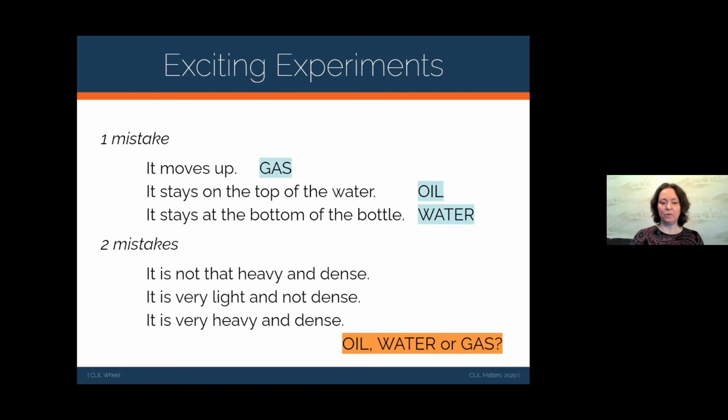So I'm going to start with, it is very light and not dense. It's gas, it's very light, so it moves up. And I'm also giving this notion that it is not dense. Then the second one is going to be water. It is very heavy and dense. So this medium, it is not that heavy and dense, is oil. So again, I'm trying to bridge everyday language, concepts that students know, like heavy and light, with the academic terminology like dense and density.